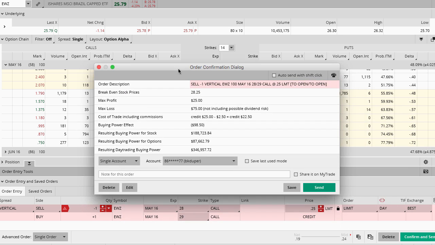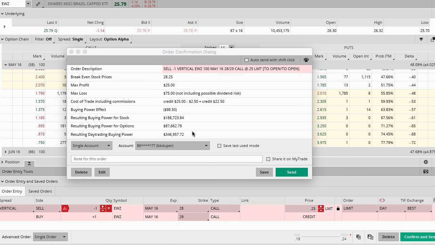Now, in this case, if I hit confirm and send, you can see that our numbers are a little bit different. Our max profit potential, since we're still net selling options, is still limited to the credit that we receive. So this is our max profit potential of $25. We can never make more than $25 on this trade. But by adding that long call option at 29, we have protected ourselves from any upside move beyond 29 in the stock. And that limits our risk to just $25 for this particular trade. Or I'm sorry, $75 for this particular trade.